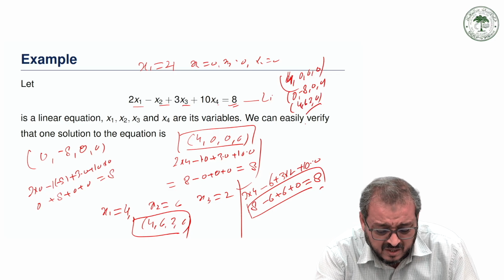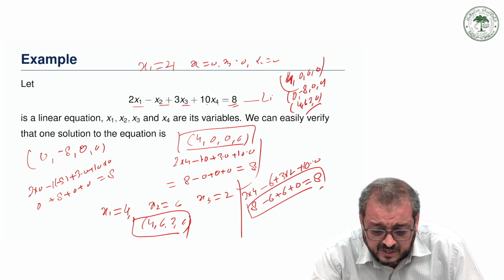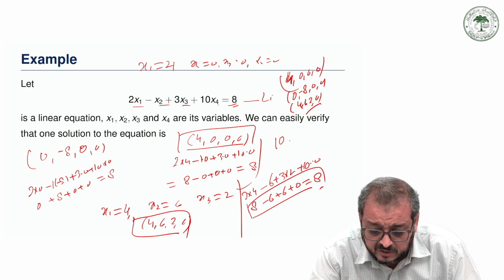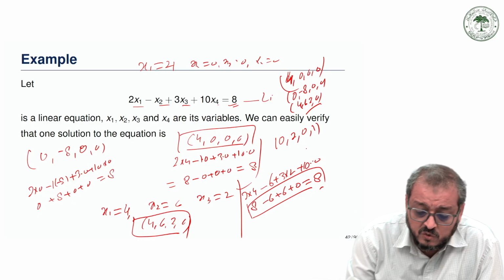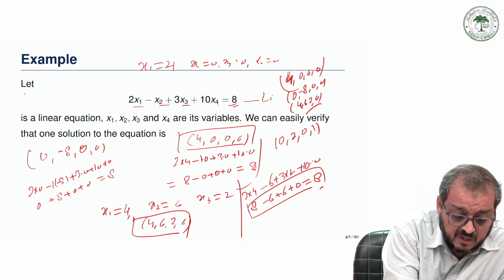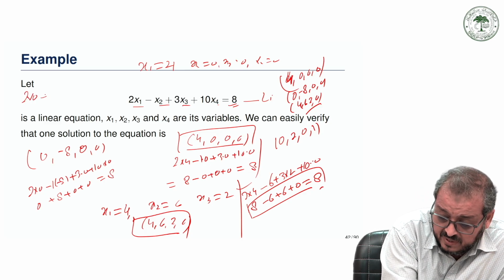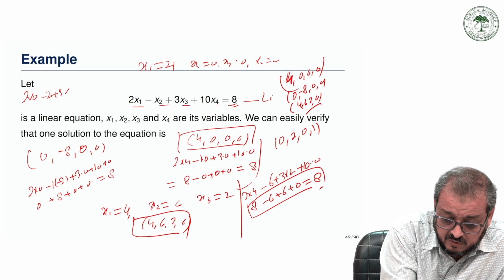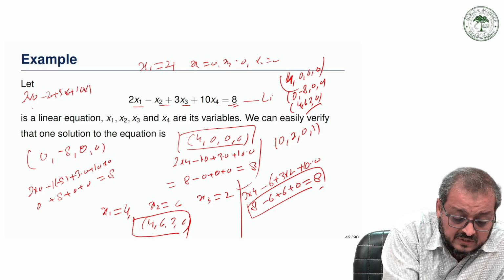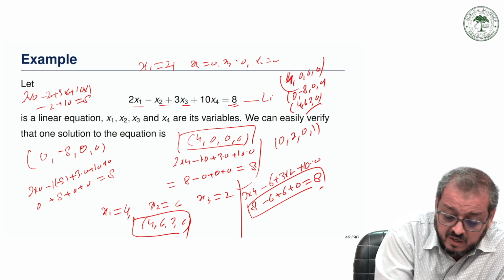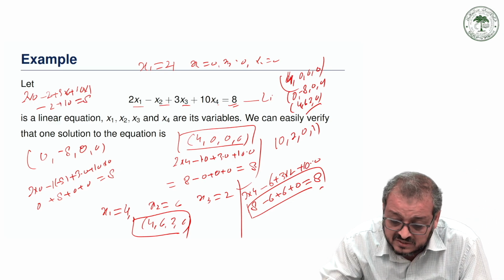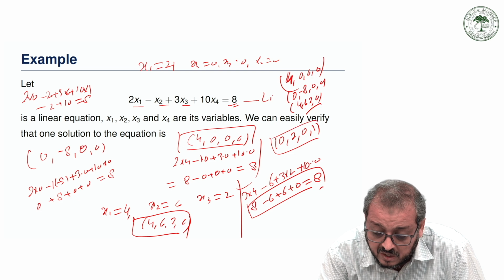Similarly, we can find other solutions also. If we take x1 is equal to 0, x2 is equal to 2, x3 is equal to 0, x4 is equal to 1, it is again a solution. Why is it again a solution? We take 2 into 0 minus 2 plus 3 into 0 plus 10 into 1. So we take minus 2 plus 10, which is equal to 8. This means this is also one of the solutions.